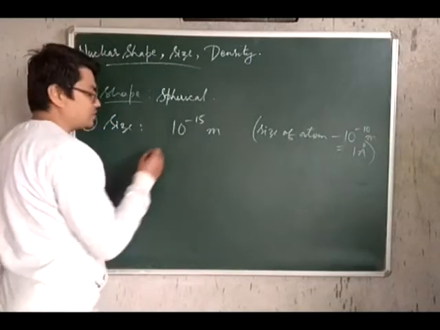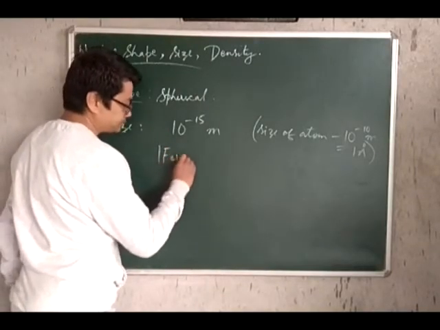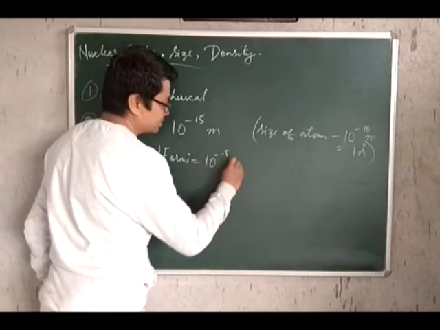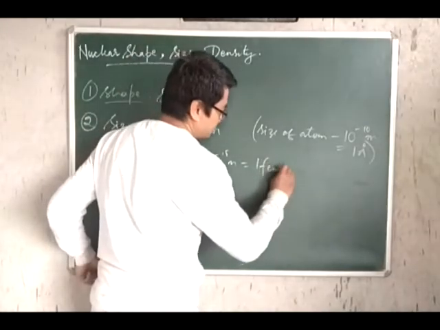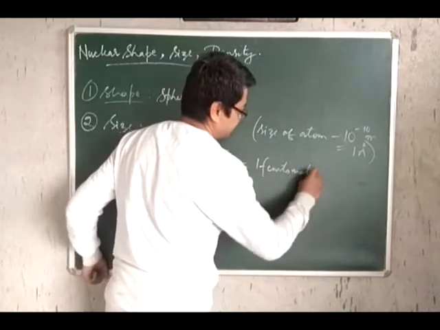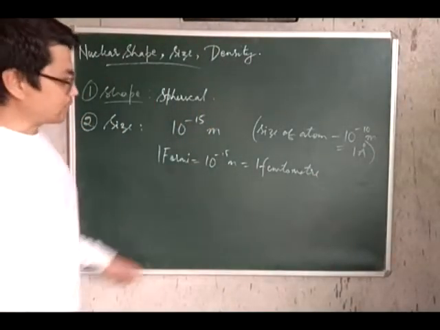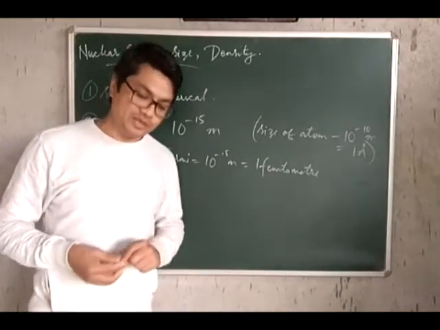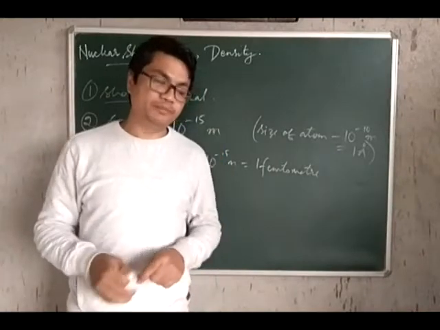Anyway, 10 to the power minus 15 meters is also called a Fermi, 1 Fermi, 10 to the power minus 15 meters. This is also called a femtometer, 1 femtometer. Alright? Okay. Now, after Rutherford's alpha ray scattering experiment, many scattering experiments were performed by different people.